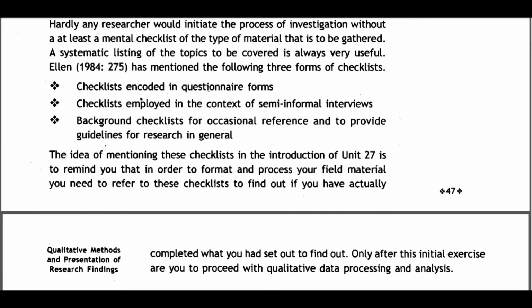Checklist encoded in questionnaire forms. Checklist employed in the context of semi-informal interviews. Background checklist for occasional reference and to provide guidelines for research in general.